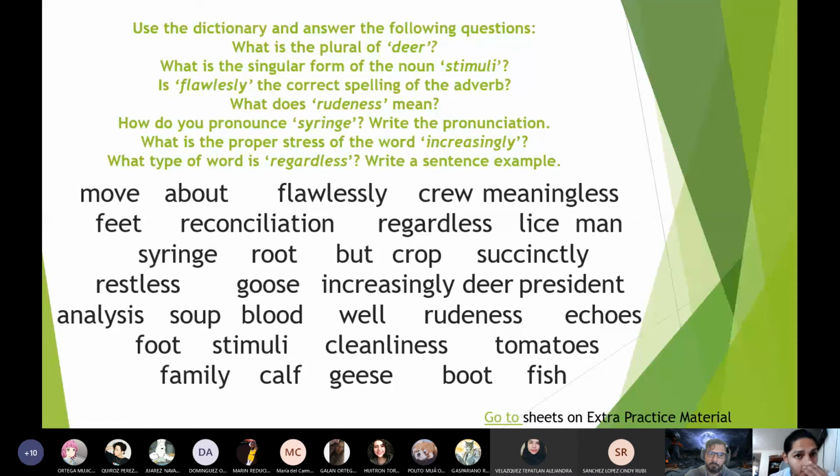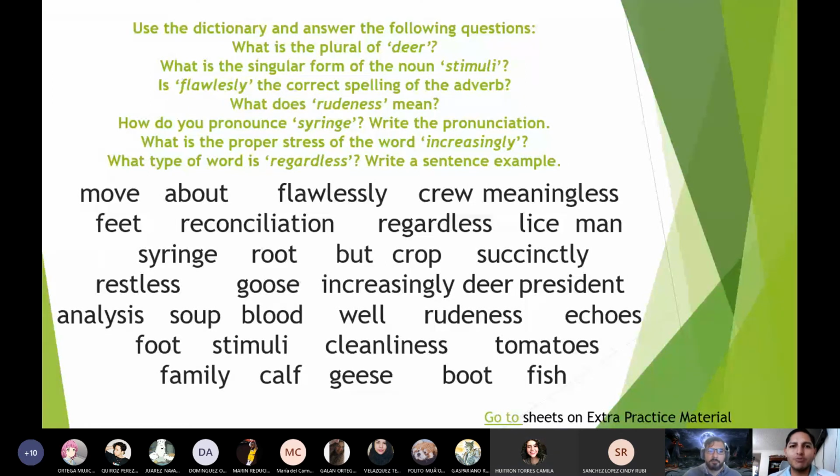Now, how do you pronounce the word? Write the pronunciation. That's going to be homework. Can anybody help me with the pronunciation of the word? Strange. Thank you. Very well. Excellent. Now, write the pronunciation, and you must remember how to look for the pronunciation, which is sometimes in brackets after the meaning of the word.